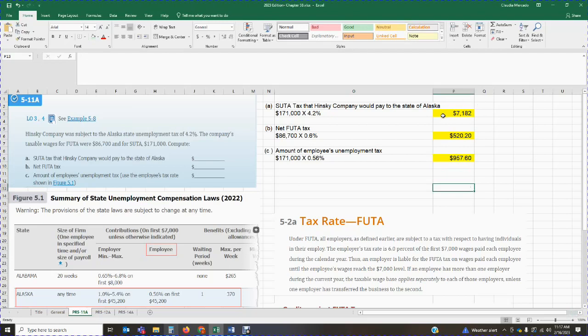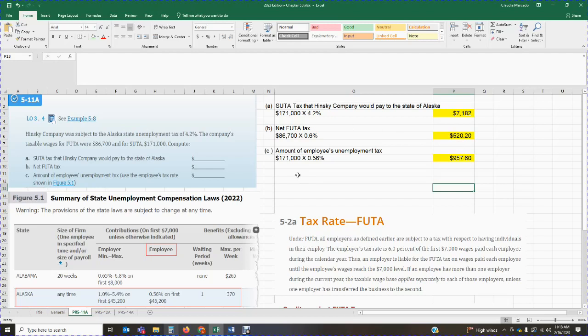So the first one is the amount that the employer has to pay for SUTA, $7,182. The rate is 4.2% for the state of Alaska, and the taxable wages are $171,000. For FUTA, the taxable wages were given at $86,700. My FUTA rate is 6 minus my credit of 5.4. That gives me a 0.6% rate. So my FUTA tax is $520.20.